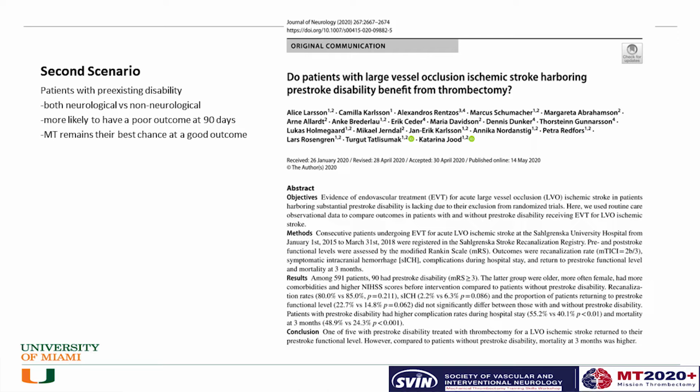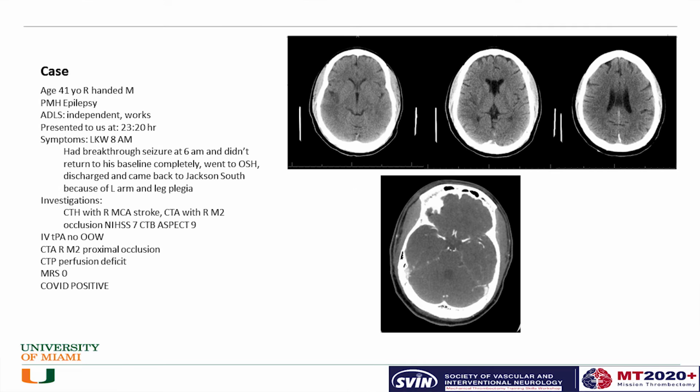The second point that this patient brought up is he had a pre-existing disability. Should we do mechanical thrombectomy? And the odds are that without mechanical thrombectomy, they're more likely to have a poor outcome. And so mechanical thrombectomy remains their best chance of a good outcome. This is just one of many papers that demonstrate that these patients have a better outcome with mechanical thrombectomy.